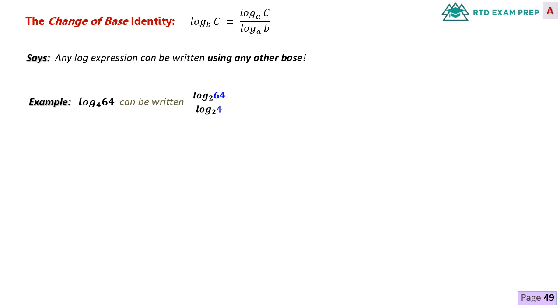Our change of base identity allows us to rewrite a logarithmic expression using a different base, provided we use the same base in both the numerator and denominator. So the log base b of argument c can be written as the log of c over the log of b, as long as we assign the same base to both of those logarithms.